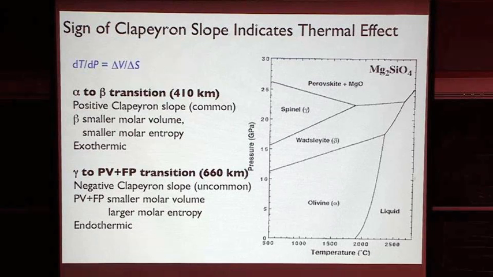So when you have this kind of relation, for instance, if you look at the alpha to beta phase transition, this is the phase boundary over here. We can see that when you increase pressure, the temperature also goes up. So this is a positive Clapeyron slope, which is a common case. Most materials behave that way. And the beta phase has a smaller molar volume. The beta phase is denser. And it also has a smaller molar entropy. So when you have high pressure, it will favor the beta phase. And if you have a high temperature, it will favor the alpha phase. So if you increase temperature, it goes to alpha phase. Increase pressure, it goes to beta phase.